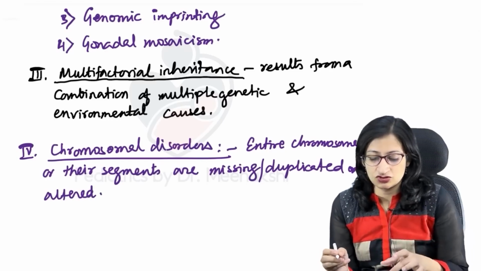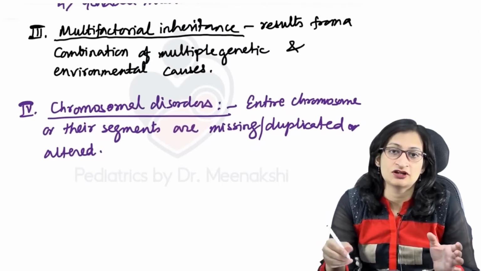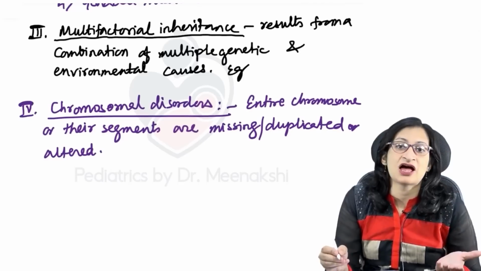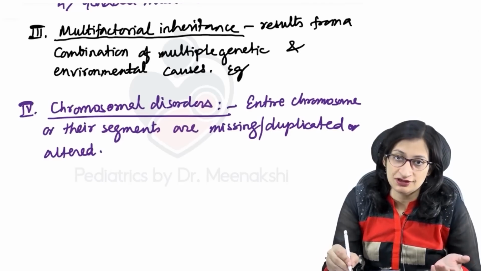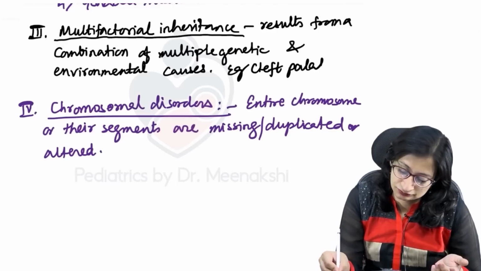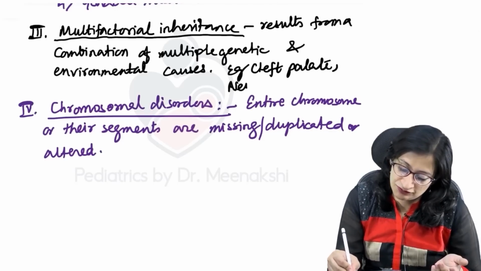Okay, so multifactorial inheritance, here I would like to mention a few examples like cleft palate, neural tube defects.